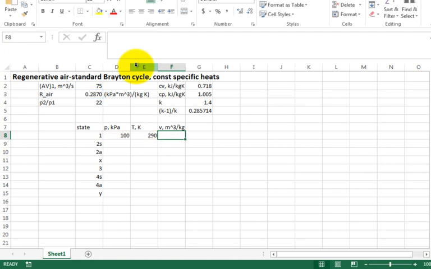Whoops, what did I do? Did I hit escape? I have to do that again. Equal to this, then I'll hit F4, then I'll multiply by the temperature and then divide by the pressure, and there's my specific volume.